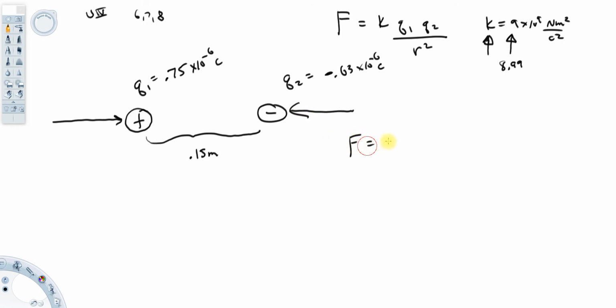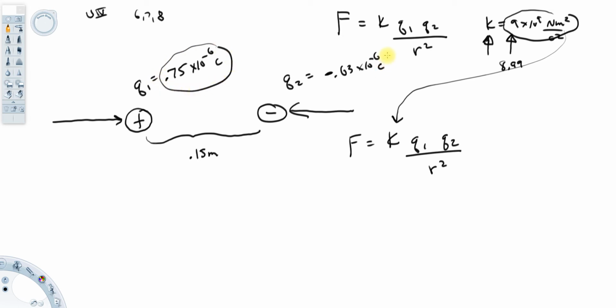And that force can be calculated using Coulomb's law, K, Q1, Q2 over distance squared. So for the Coulomb constant, you're putting this value. For charge 1, you're putting this value. For charge 2, you're putting this value. You notice I didn't include the minus sign. I'll explain why in just a minute. And for the distance here, you're putting this value, 0.15.